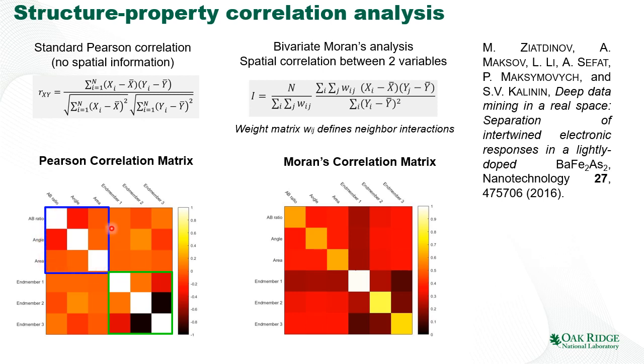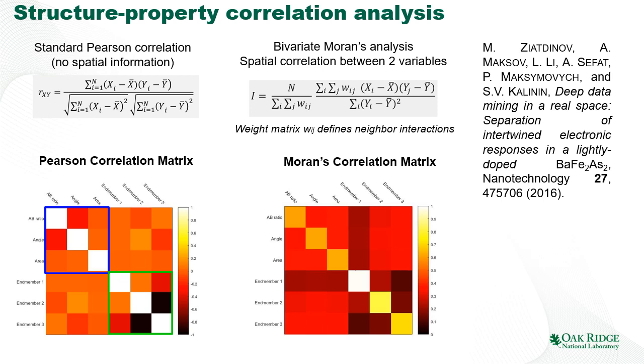You can see that this part of the diagram shows the correlation between the structural behaviors, and you can see that the higher angle corresponds to the higher AB ratio, but there is not that much correlation between the area and the angle. So in some sense, strains and the molar volumes are uncorrelated.